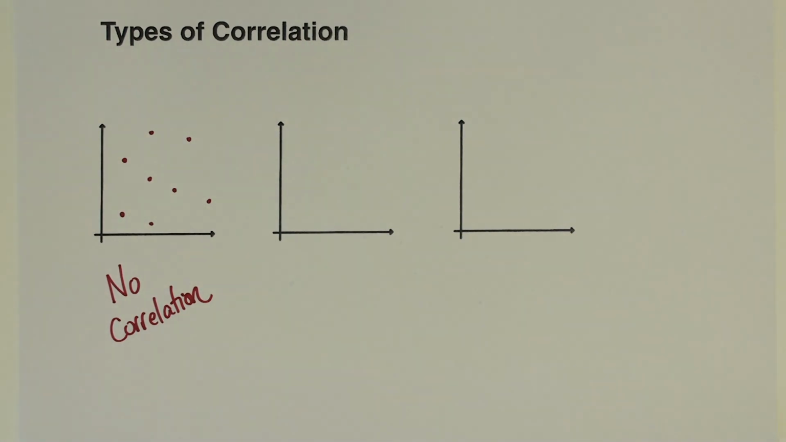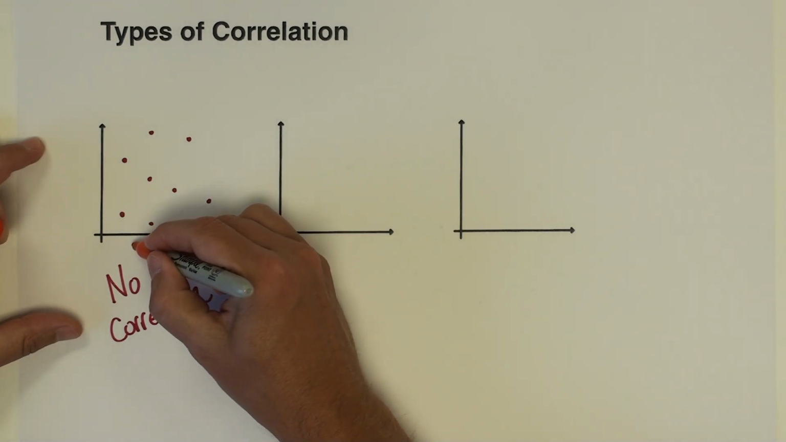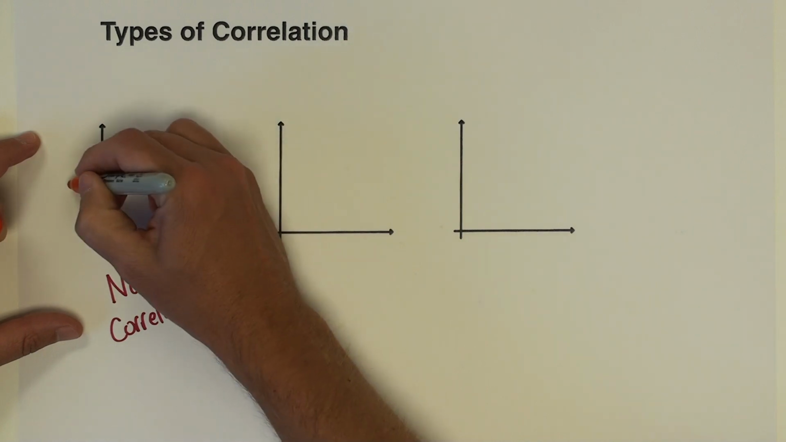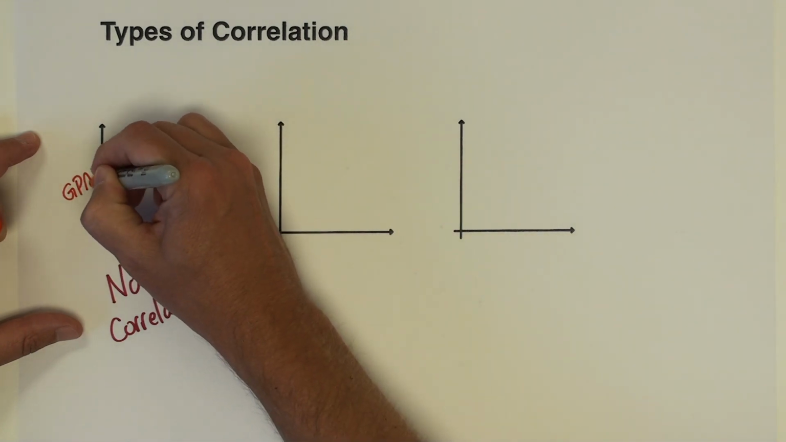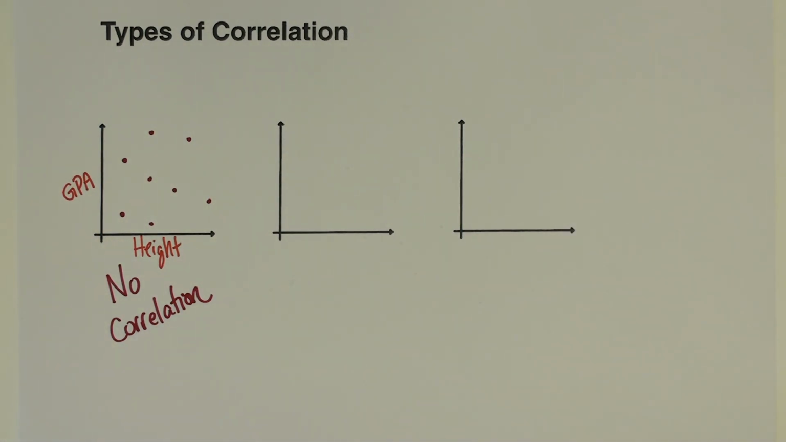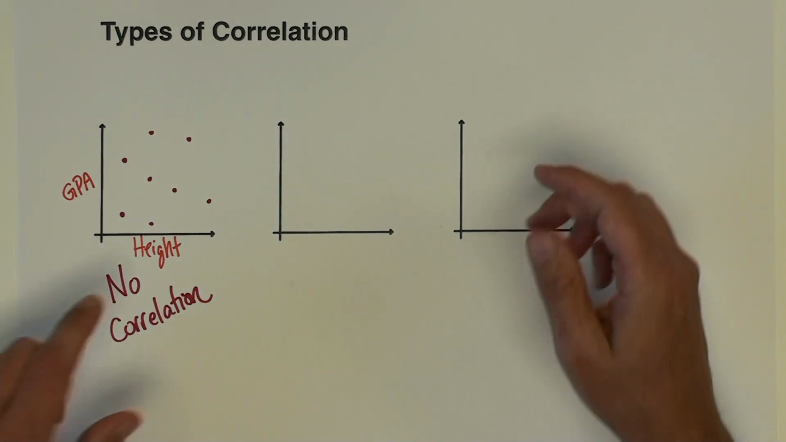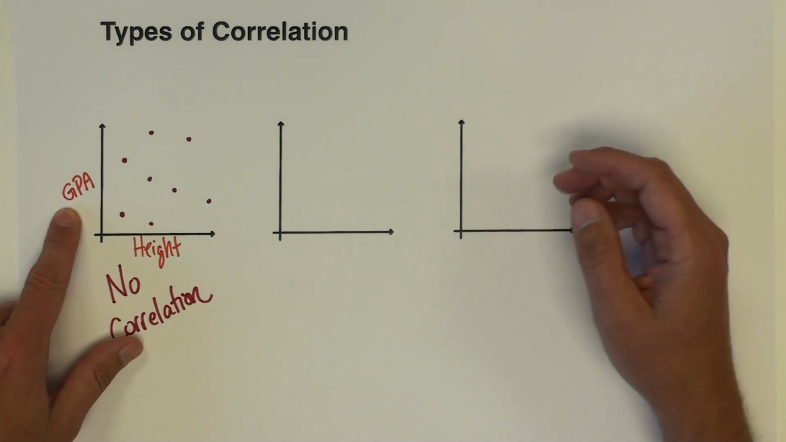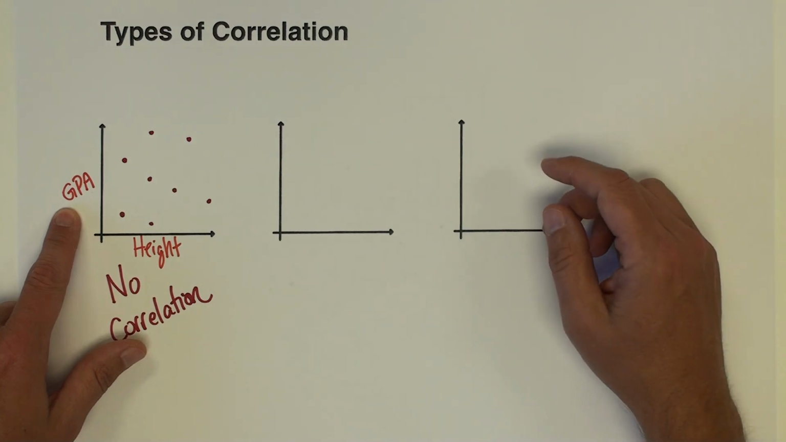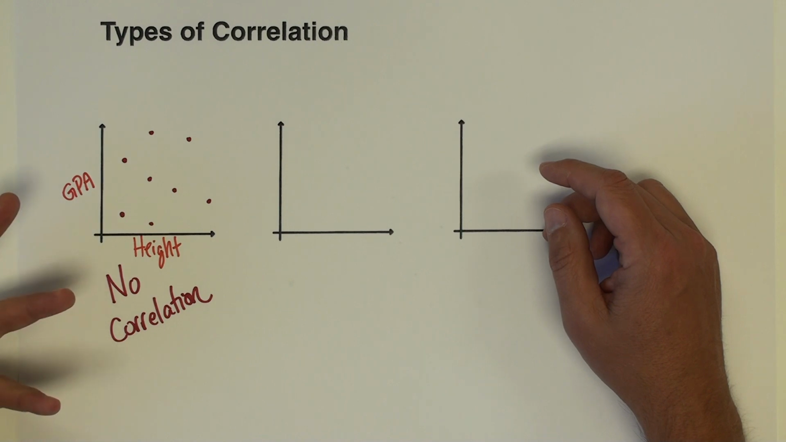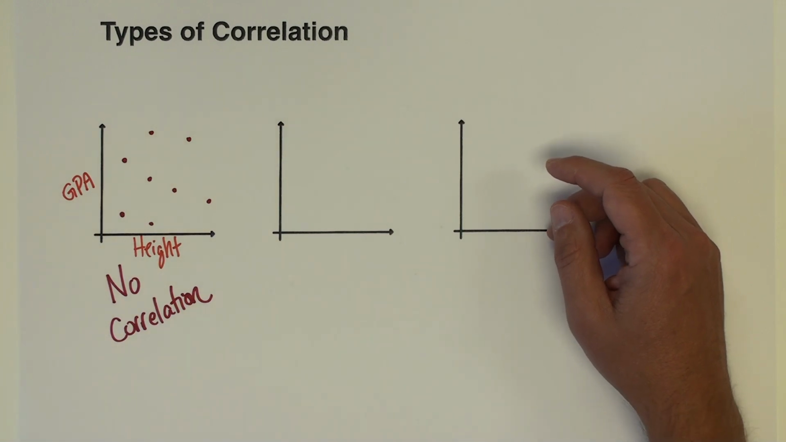For example, what if one of the variables was height and the other variable was GPA in school? It's definitely conceivable that it doesn't matter how tall you are, that is not going to be a predictor of what your GPA in school is. So that might be an example of bivariate data with no correlation at all, where one does not predict the other.